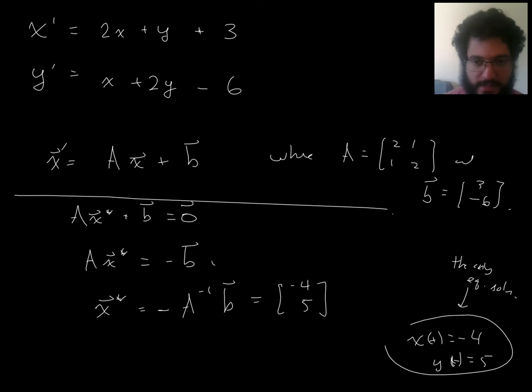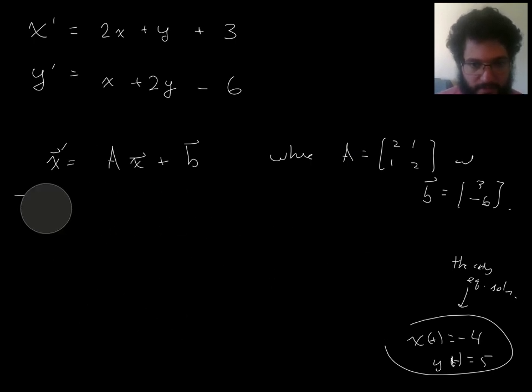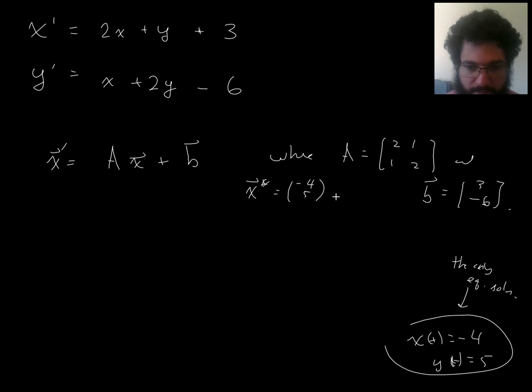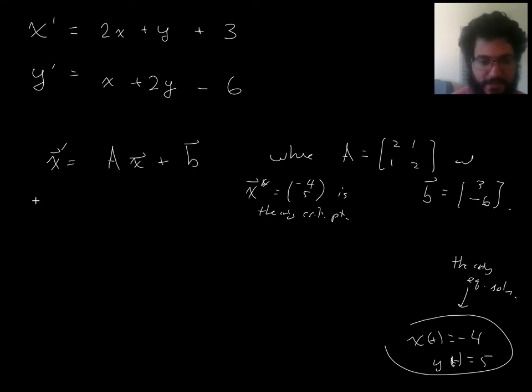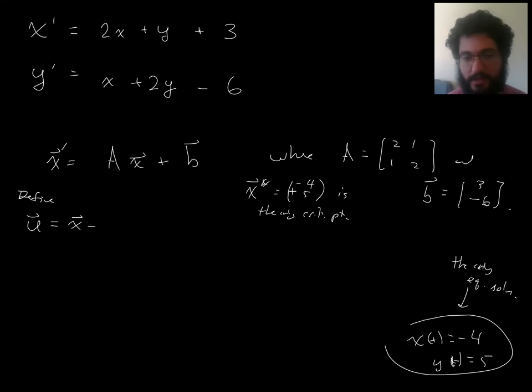So let me summarize the info here. How about I just erase all this scratch work and just write down the final answer. We got x star equals negative 4, 5 is the only critical point. So to turn this into a homogeneous linear system, do a change of variables. You can define a new variable, let's call it u. So define u to be x minus the one critical point. Or if you have many critical points, just pick any one, and then do this.